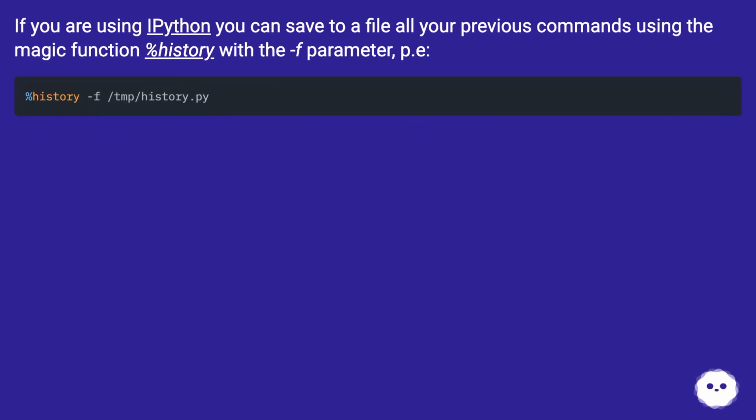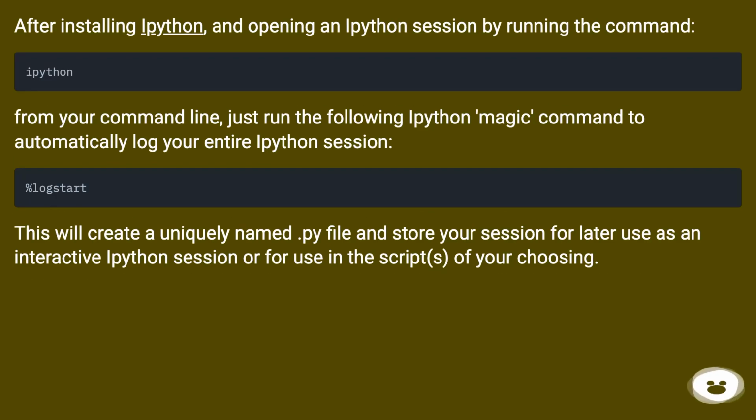If you are using IPython, you can save to a file all your previous commands using the magic function %history with the -f parameter. After installing IPython, and opening an IPython session by running the command, from your command line, just run the following IPython magic command to automatically log your entire IPython session. This will create a uniquely named py file and store your session for later use as an interactive IPython session or for use in the scripts of your choosing.